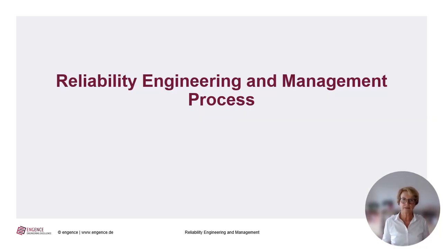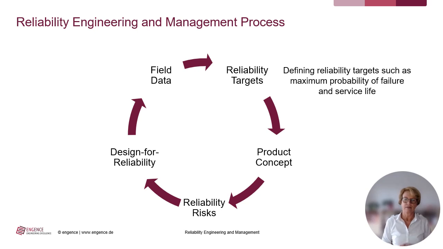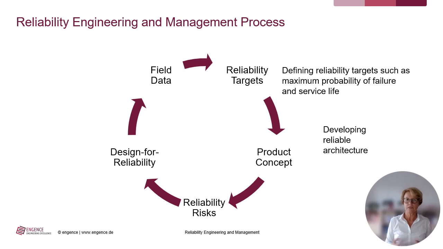So now at the end, let's turn to the process view, the reliability management process. The reliability management process is part of the overall risk management process. It starts by defining the reliability targets. What level of reliability should be achieved in the product? Then we design a concept or an architecture, and based on this architecture we assess the reliability risks.